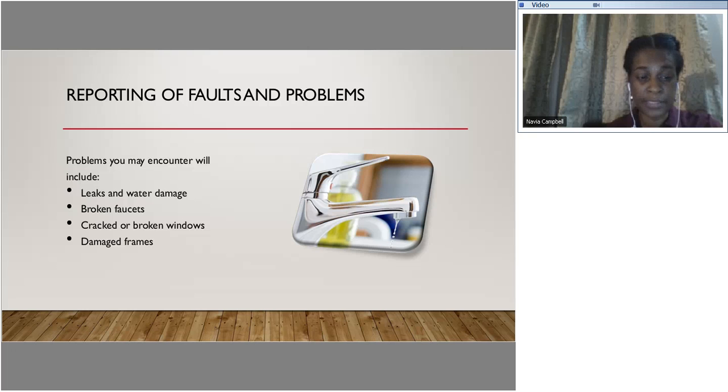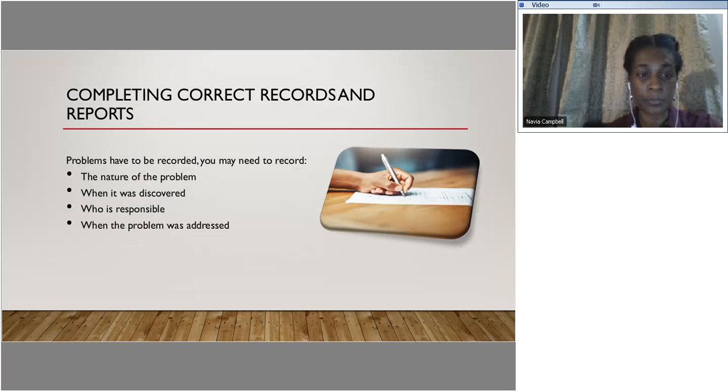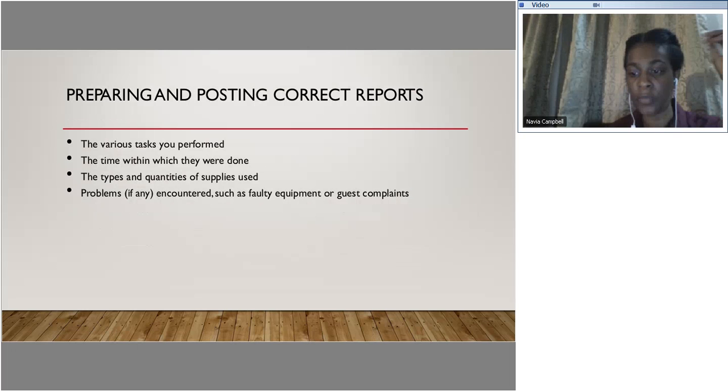Reporting of faults and problems. Problems you may encounter will include leaks and water damage, broken faucets, cracked or broken windows, as well as damaged frames. Completing reports. Problems have to be recorded. You may need to record the nature of the problem, when it was discovered, who's responsible, and when the problem was addressed.